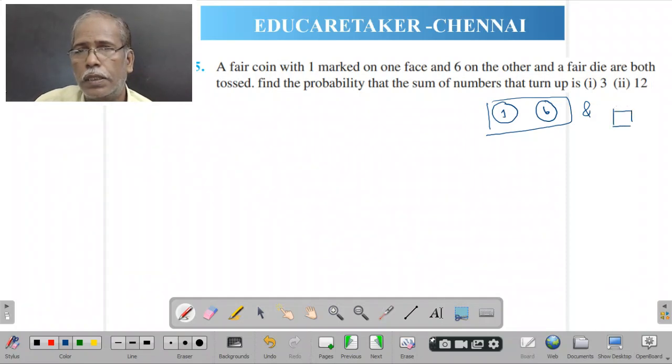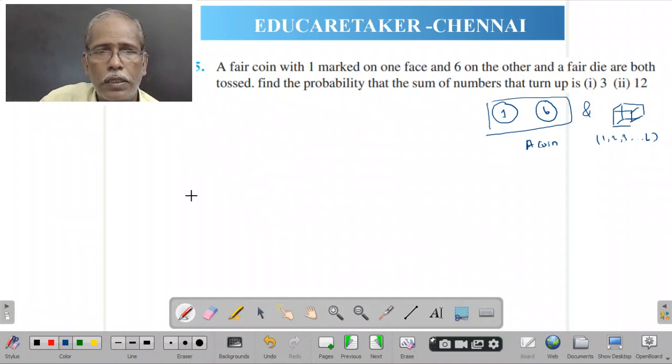A die with numbers from 1 to 6: 1, 2, 3 up to 6. So in this experiment, a coin loaded with the numbers 1 and 6 and a die loaded with the numbers 1 to 6 are tossed simultaneously. This is given: a fair coin marked 1 on one face and 6 on the other face, and a fair die are both tossed.